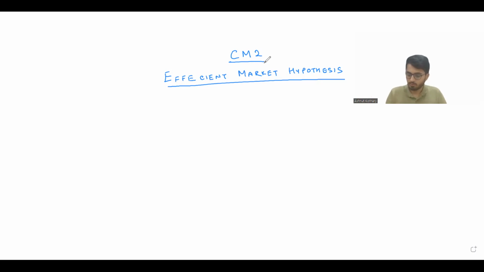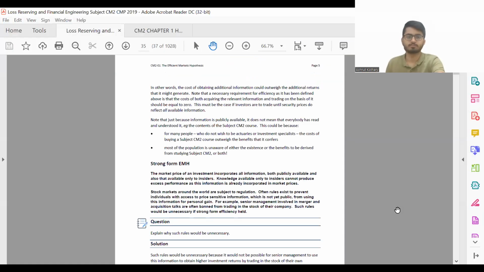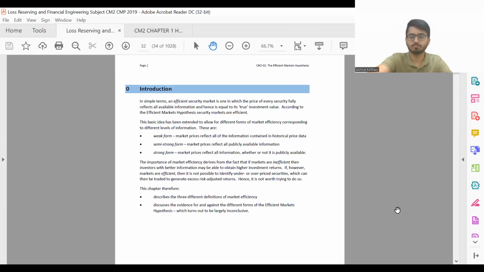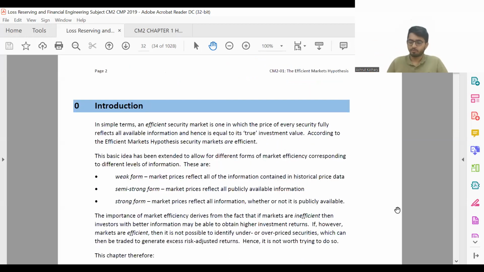So let us begin with what we have under efficiency. In the introduction, what we have is an efficient security market. Note that stock market and security market are used interchangeably. An efficient security market is one in which the price of every security fully reflects all available information and hence is equal to its true investment value.